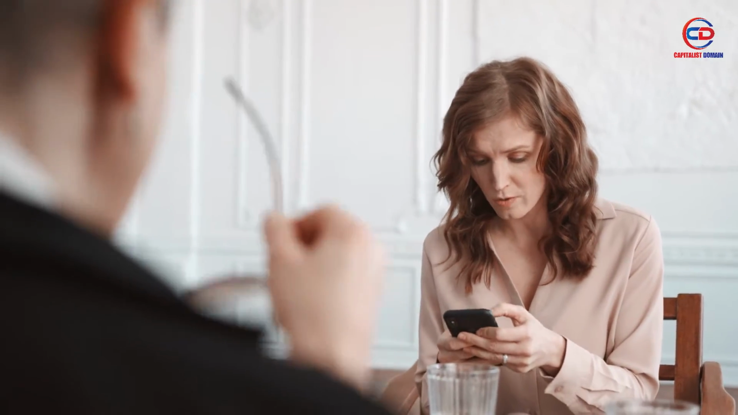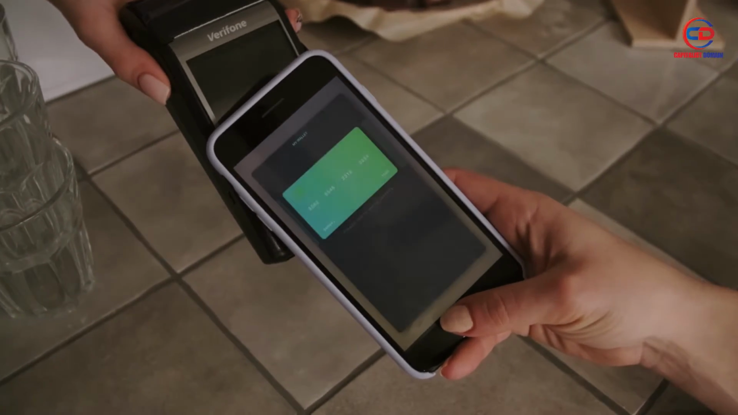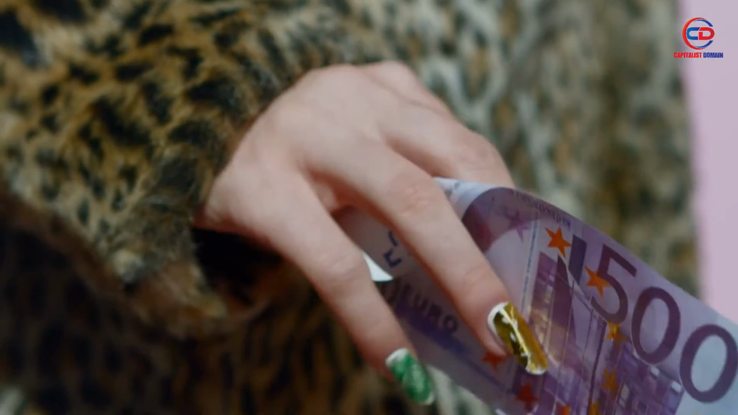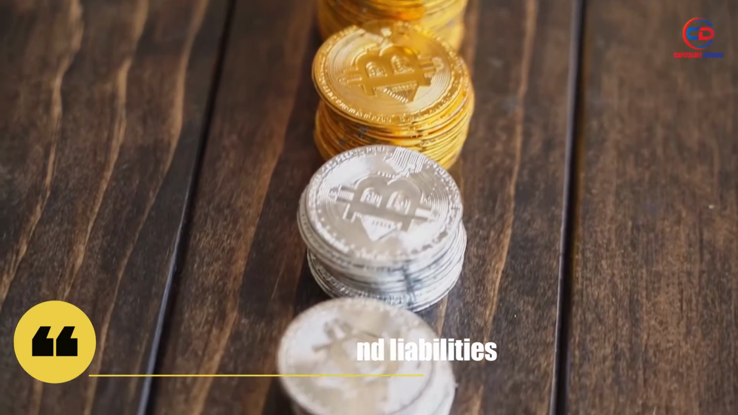It's important to always stay on top of your payments and make sure that you're not paying more in interest than you have to. To sum it up, assets put money in your pocket while liabilities take money out of it. It's important to remember that not all debt is bad and that you need both assets and liabilities to have a well-rounded financial portfolio.